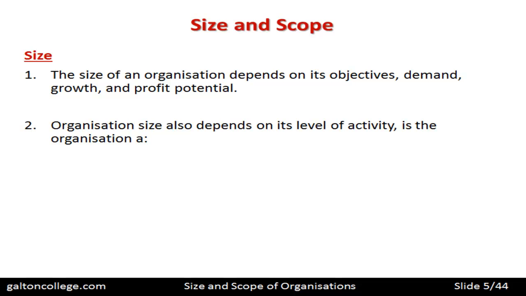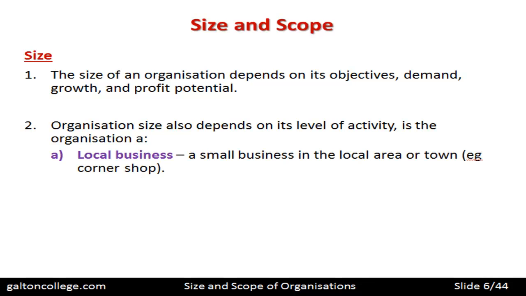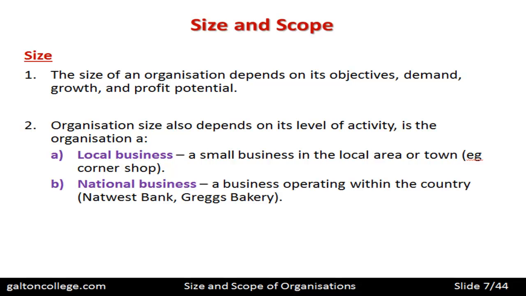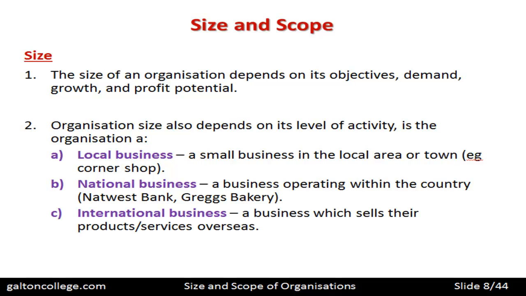Now, organization size depends on the level of activity. Is the organization a local business, say a small business in the local area or town, for example a corner shop or a small shop on one of the streets? So what sort of business is it? Is it a local business or is it a national business? A business operating within the country, for example a bank or a big chain store. It could even be an international business, a business which sells the products and services overseas. So it depends on the level of activity.